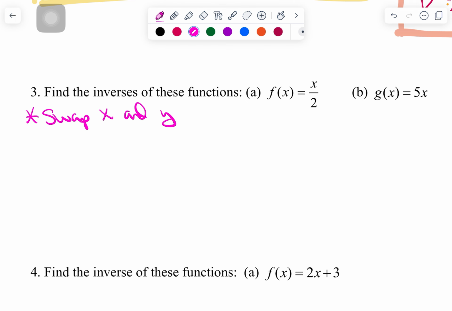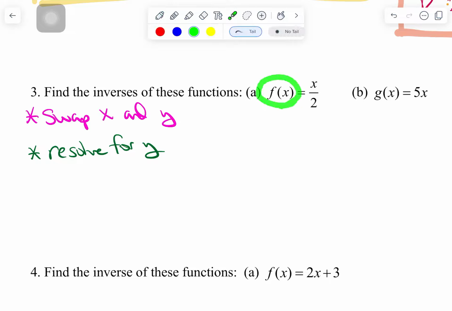All right, so wherever you have an x in the function, you're going to replace it with y. And of course, wherever you have a y in the function, you're going to replace it with x. And then the second part to this is you are going to resolve for y. All right, so all of our functions when we start have this function notation, right? f of x, g of x. And so we're going to resolve these so that y, which is what the f of x stands for, or what g of x stands for, is back to the beginning.